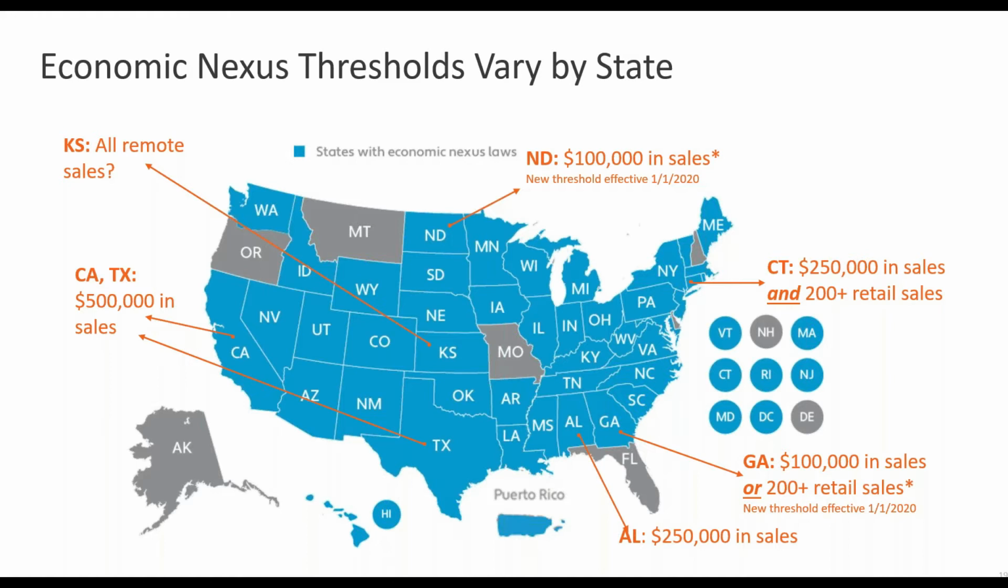So when you look at the complexities of figuring out where you have nexus, you have to be able to track your sales dollars by amount as well as individual transactions. It's a lot to keep track of if you get audited. It's a lot to keep track of to pay attention to all the different laws within the states. So something to think about there.